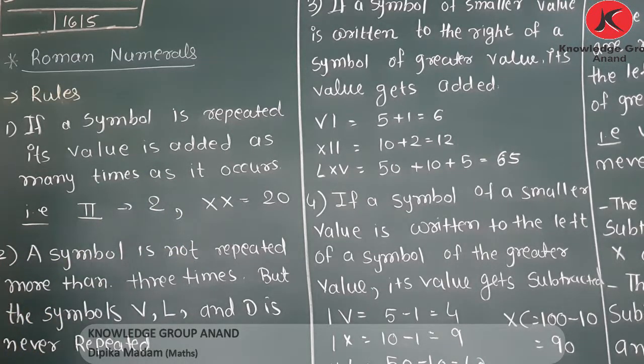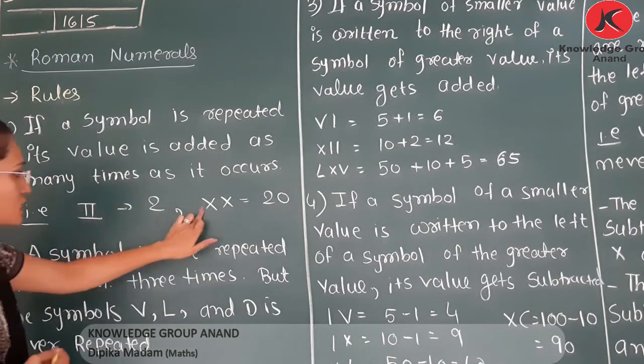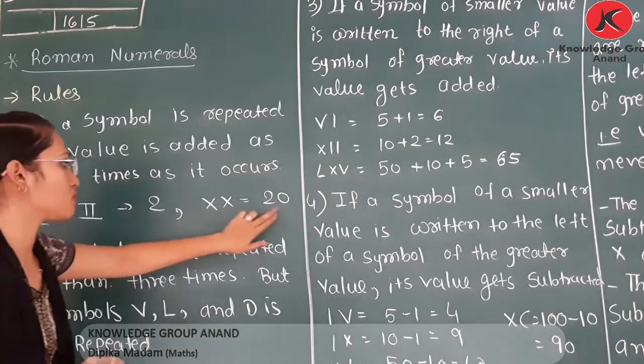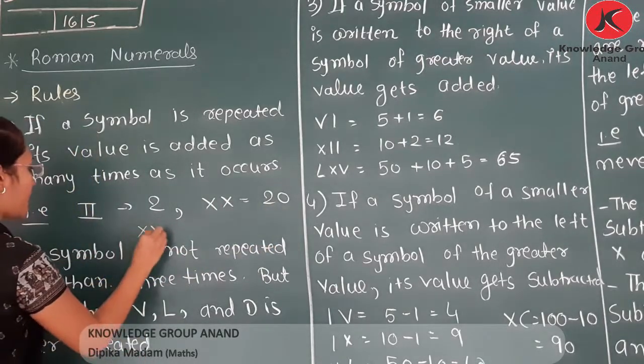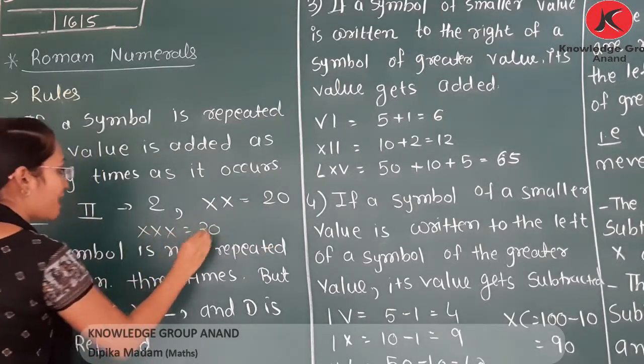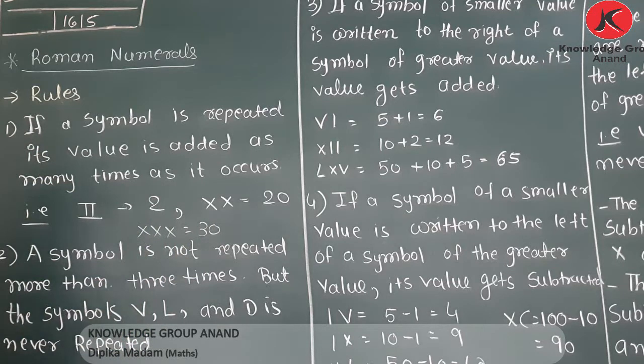Added. For example, here II means it is 2. X means 10, so XX means 20. Same, XXX means 30. If its value is repeated, it is added.